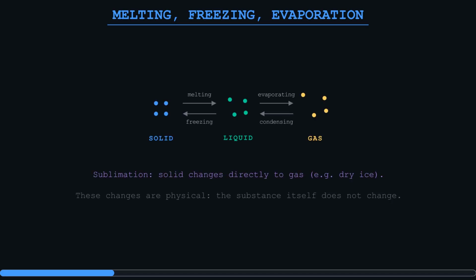Matter changes state when heat energy is added or removed. Adding heat to a solid causes melting into a liquid. Adding more heat causes evaporating into a gas. Removing heat reverses these. Condensing turns gas back to liquid. And freezing turns liquid back to solid. Some substances, like dry ice, can sublimate, changing directly between solid and gas. In every case, this is a physical change. The substance itself stays chemically the same.